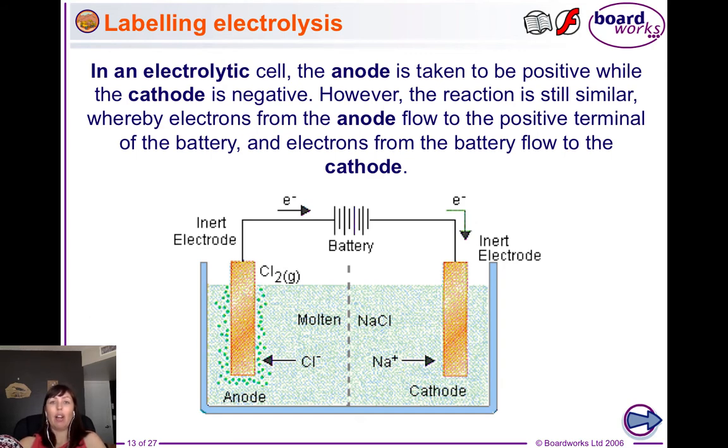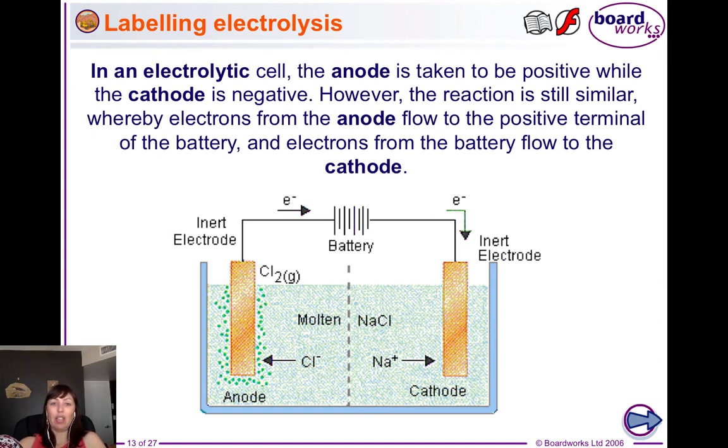Okay, so if you look, the anode is taken to be positive and the cathode is negative. However, the reaction is still similar, whereby electrons from the anode will flow to the positive terminal of the battery, and electrons from the battery flow to the cathode.